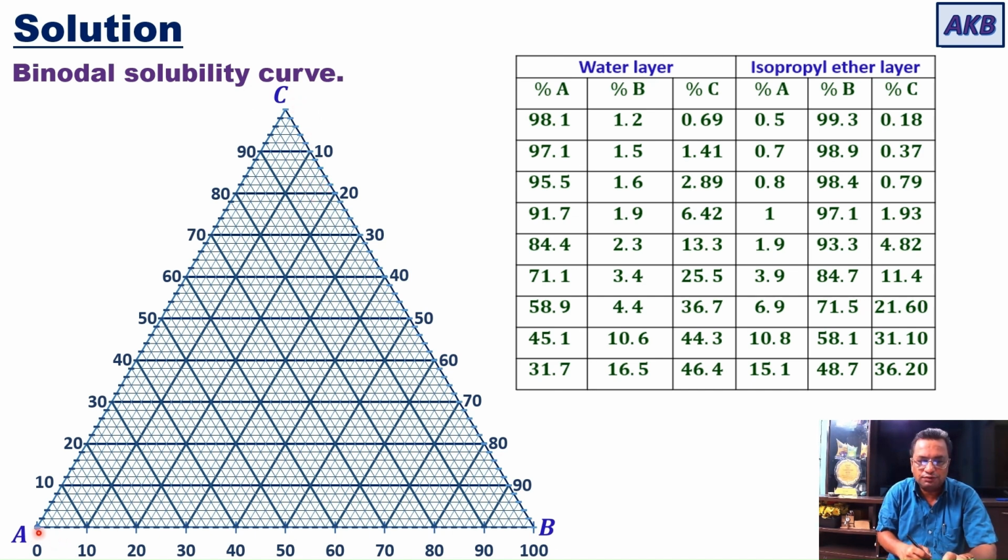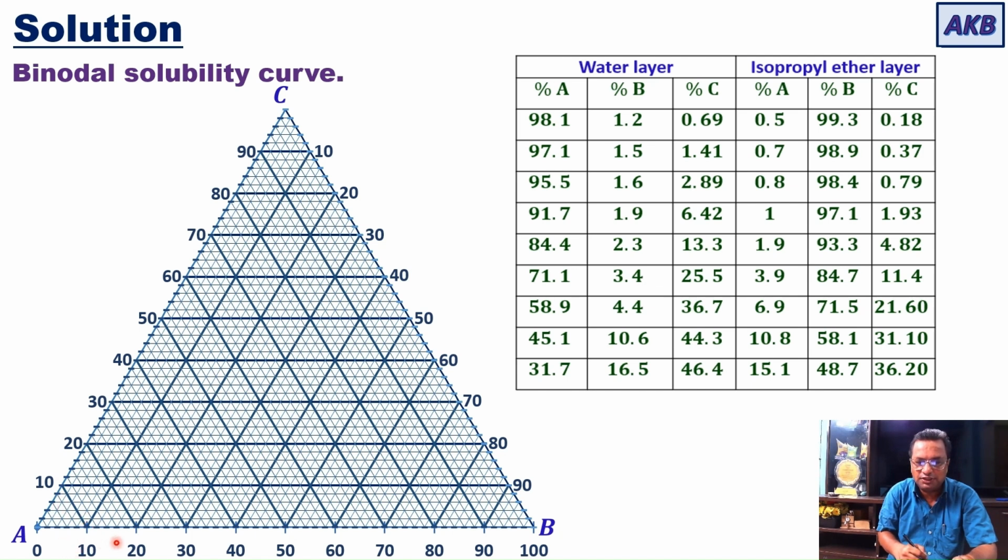So the composition of A in the mixture of the three components A, B, and C will be given by these lines. So for example, let us say you have this line, the 10% line.